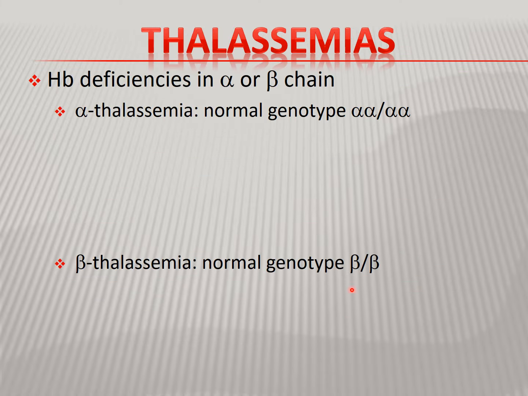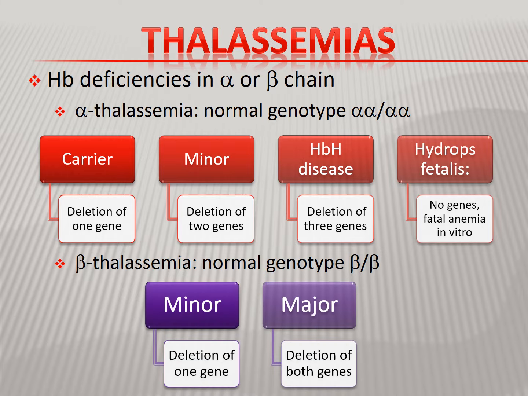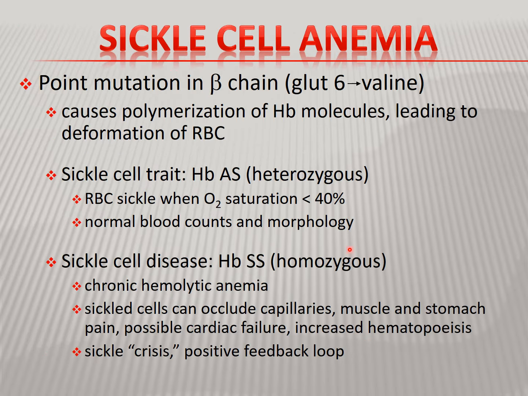Okay. All right. Thalassemias, there's alpha and beta genes. These are components of the hemoglobin 4-part chain. If you are missing one, that's carrier, 2 is minor, 3 is HBH, and 4 is hydrops fatalis for alpha. For beta, it's either minor or major. The symptoms were all these things here. Treatment is primarily through transplant or transfusion, if at all possible.